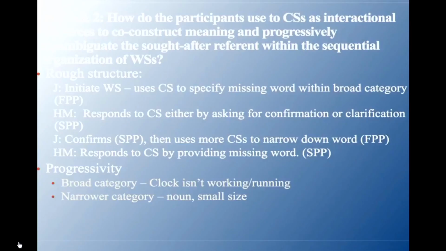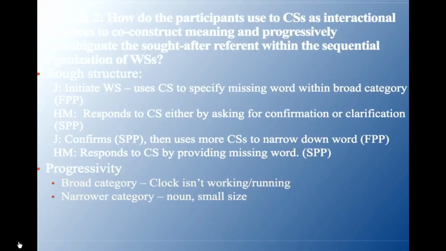So if we look at the rough structure, it shows that communication strategies are deployed by Jamie in the first turn as an attempt to provide information about the sought-for referent. And then there's a side sequence that involves a confirmation request and a confirmation. And then the host mother responds to the information provided by the communication strategies to provide a candidate solution. And in response to the host mother's feedback, Jamie uses other communication strategies to clarify the target word, which again the host mother responds to by providing a solution.